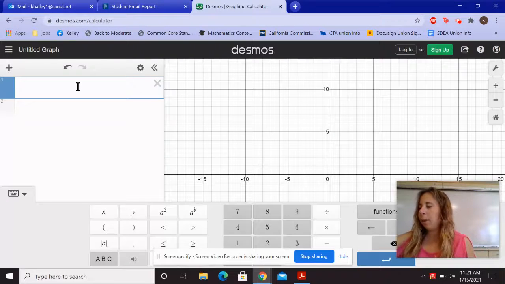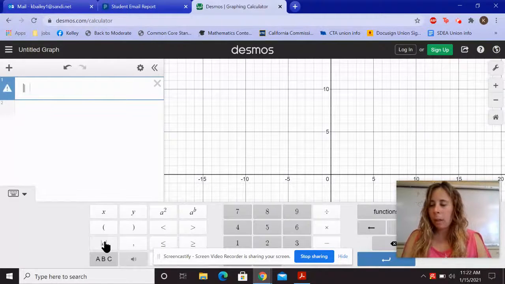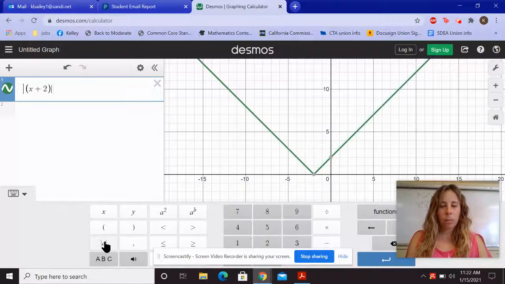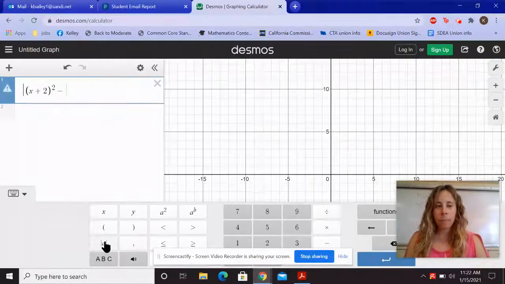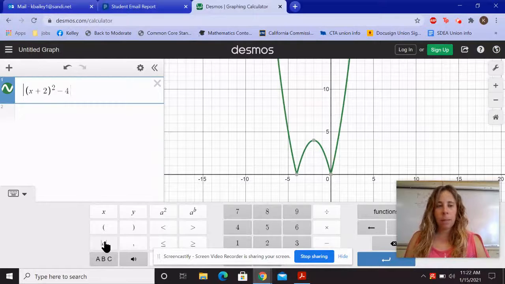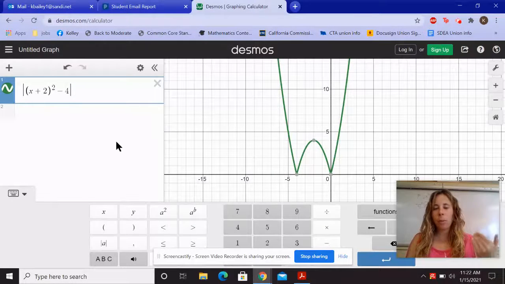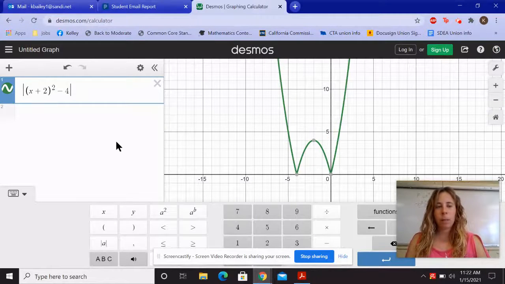Hold on, let me graph it. It is the absolute value of x plus 2 minus 4. Then, okay, so that's there. So you get that graphed, and then you add 3. So that means all of your y values are going to move up 3. Okay, so that's what it would end up looking like.